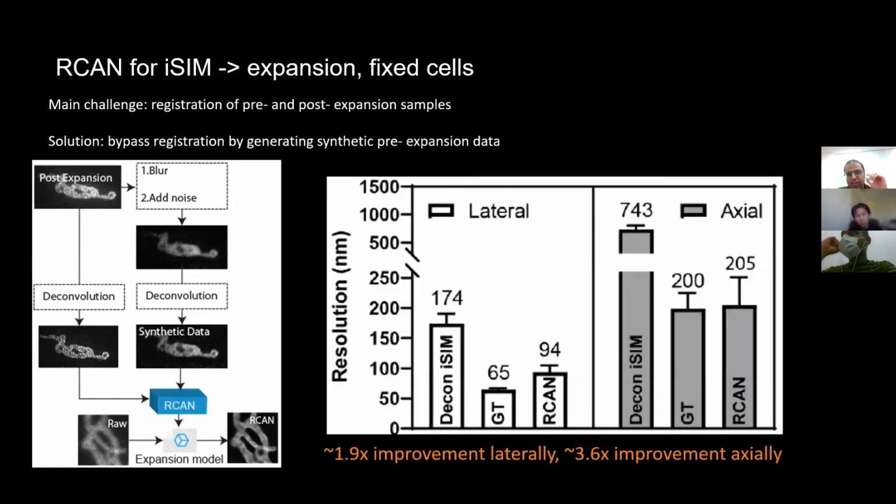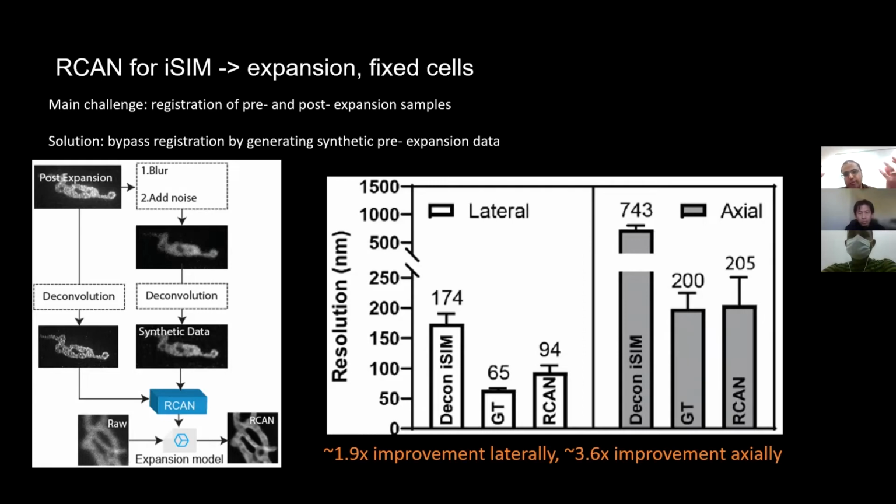And so if you quantify that, in this example, a little bit less than 2-fold resolution laterally, you go from 170 nanometers laterally to about 90 nanometers with the RCAN prediction, but that's not as good as the expansion microscopy ground truth of 60 nanometers. Axially, we do better. We get around a 3.5 improvement in Z. And so these gains were still nevertheless encouraging enough to try and train neural networks for live cells.